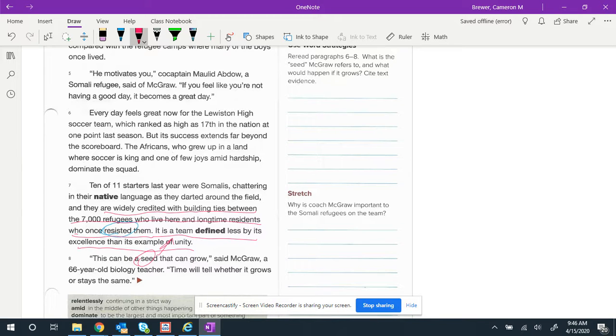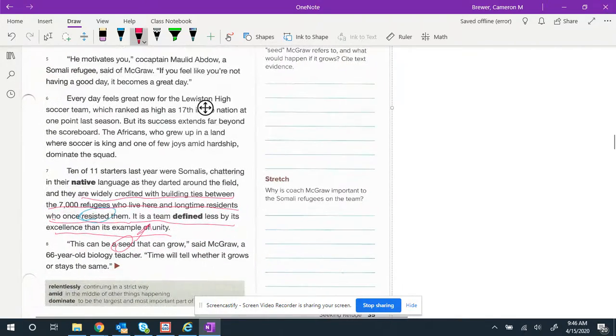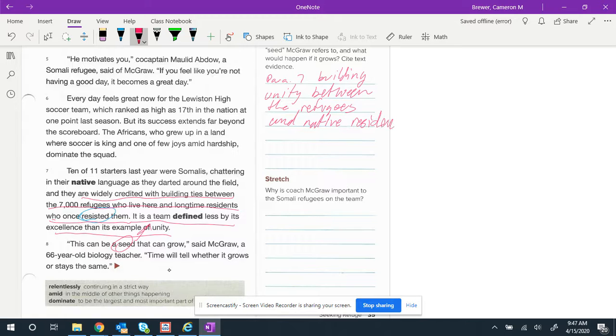Okay, so my text evidence is from paragraph 7, so I'm going to write paragraph 7. And it basically says, building unity between the refugees and native residents. What could happen if it grows? They'll have a unified community. That's my prediction. You can write your own.